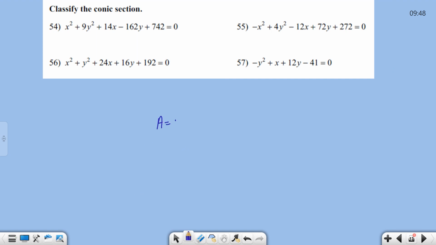Remember our cheat. If A equals C, it is a circle. If A times C is a positive value, it's an ellipse. That means you're going to have like a 2x squared and then plus a 9y squared. If it's a circle, you would just have 5x squared and then plus 5y squared. Giving you examples so you can figure out 54 to 57 on your own.